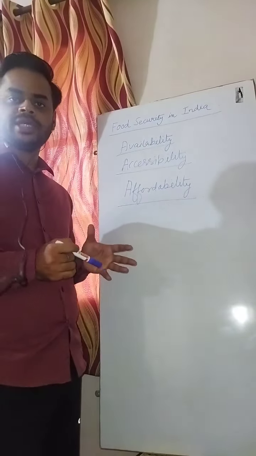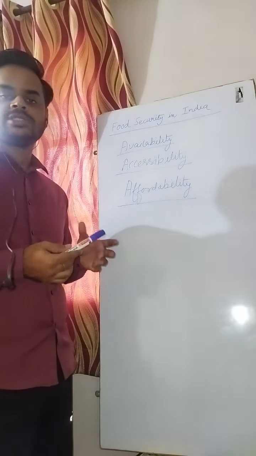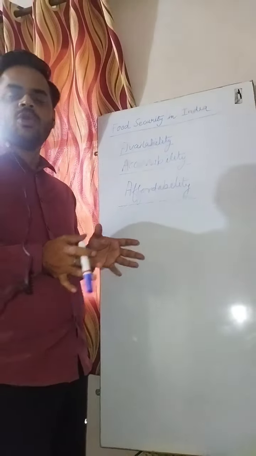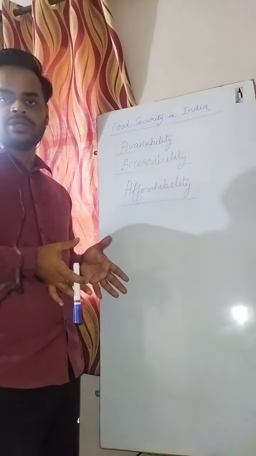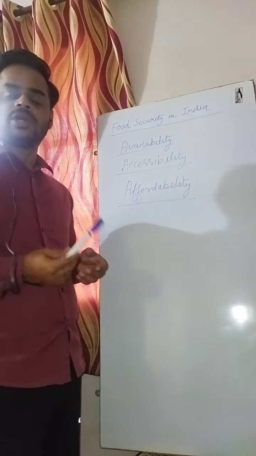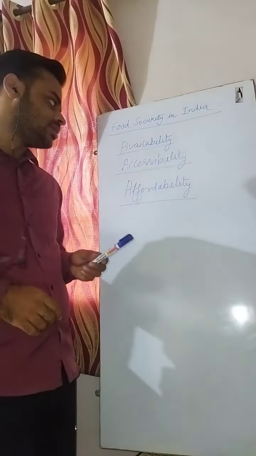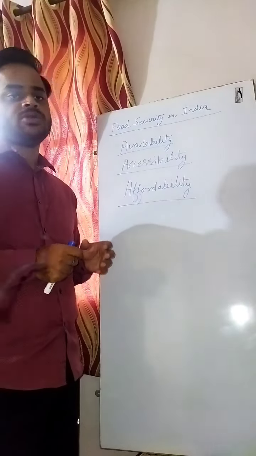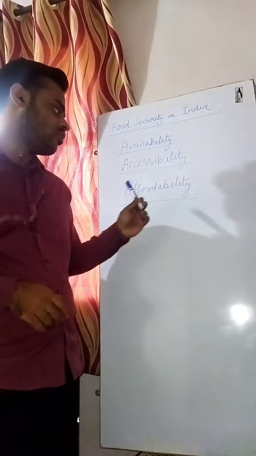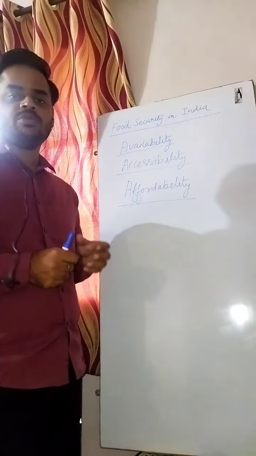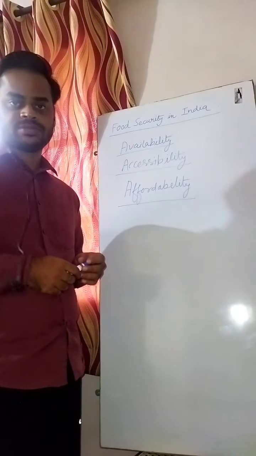Now how is this availability ensured? The availability is basically described as the home production, that is production of food grains in the country, the imports from outside and also the government stocks. Now what is accessibility? Accessibility is food being accessible to each and every person very easily. Now affordability means people should have enough money to buy safe and nutritious food for themselves.